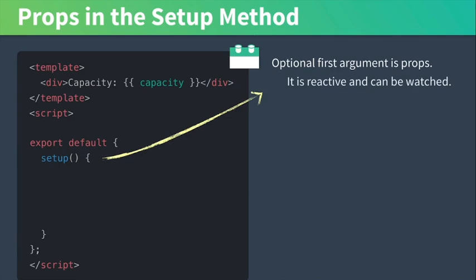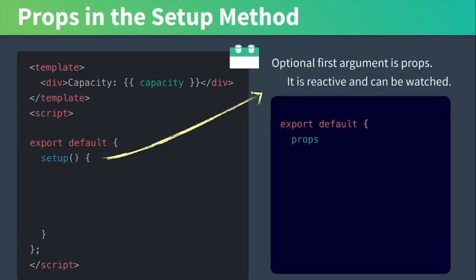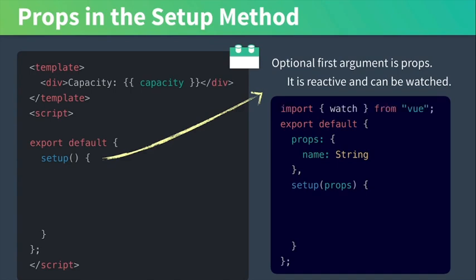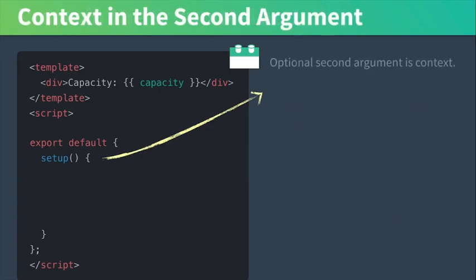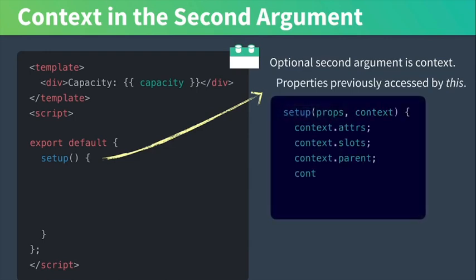So let me show you what that might look like. Here you can see I have a prop, which is name, and then I declare setup with the props argument. If I wanted to watch this prop for changes, I could import watch from Vue, then I could log out to the console whenever it changes. The optional second argument for setup is context. We use context to access properties that we'd previously accessed with this. Here are the different properties that it gives us access to.